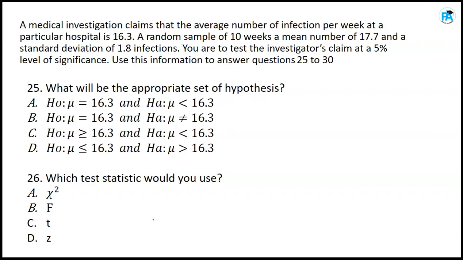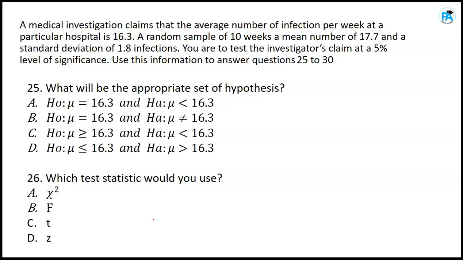Question 25. A medical investigation claims that the average number of infections per week at a particular hospital is 16.3. A random sample of 10 weeks has a mean number of 17.7. Okay, that's how the question should be. A random sample of 10 weeks has a mean of 17.7 and a standard deviation of 1.8 infections. You are to test the investigator's claim at a 5% level of significance. Use this information to answer question 25 to 30.